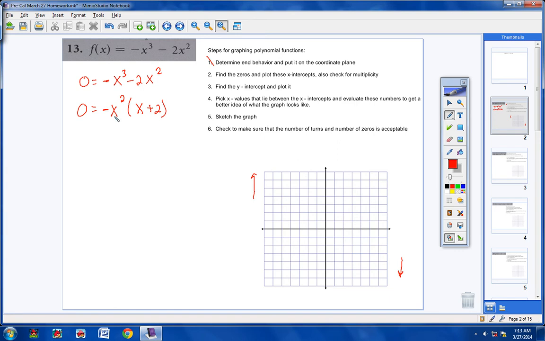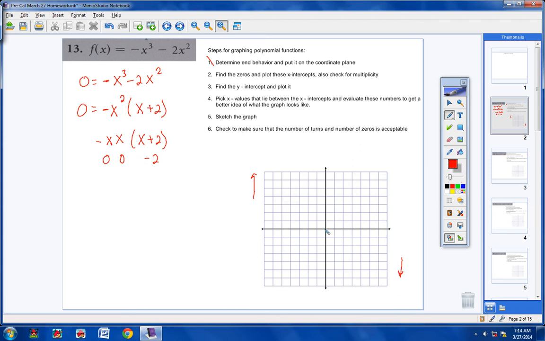Now be careful on your multiplicity. Notice you have a squared. So you really have negative and then x, and then x plus 2. Okay? So for this group here, if you set this group equal to 0, you would get a 0. If you set this group here equal to 0, you would get a 0. And if you set this group here equal to 0, you would get a negative 2. You do have two zeros because of the x squared, so be very careful.